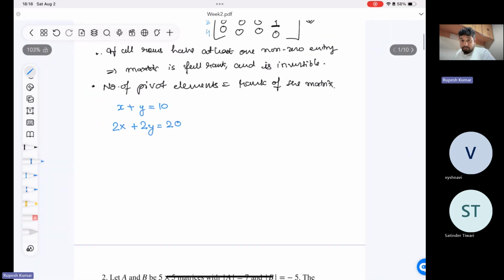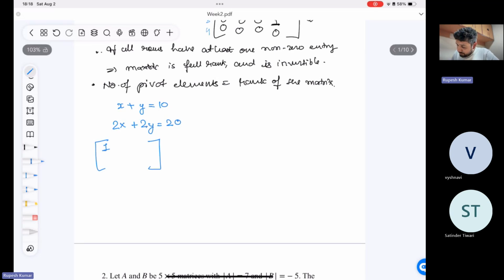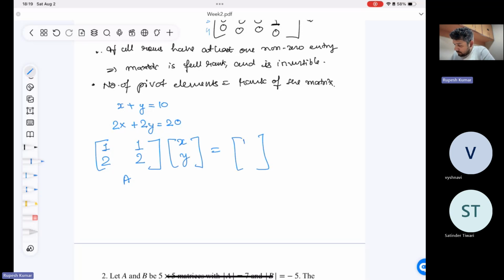So let's write this in matrix vector form so that we can try to solve the system of equations. So basically, how would you do this? You take out the coefficients in a matrix and call the matrix A. So the coefficient of x in the first equation is 1. Coefficient of y in the first equation is 1 again. Then the coefficient of x in equation 2 is 2, and the coefficient of y in equation 2 is 2. Now this is the matrix A. Now we can define our vector X, which contains the unknowns, X and Y, and we can write the right hand side as 10, 20.